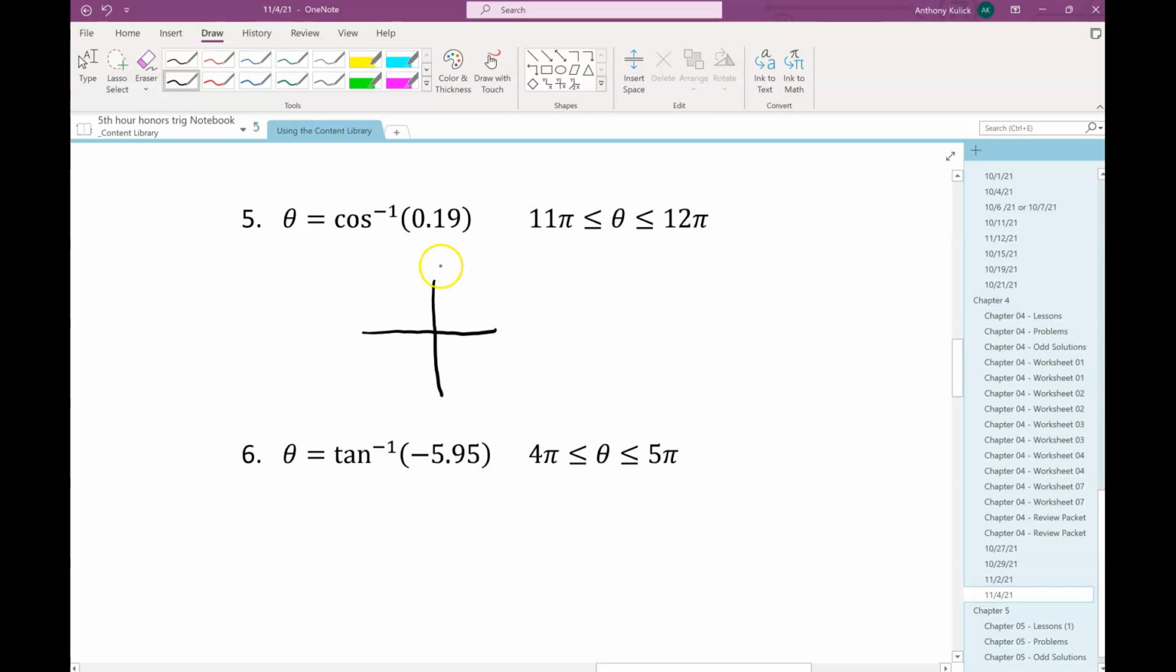So I'm 0, half, 1, 1.5, 2, 2.5, 3, 3.5, 4, 4.5, 5, 5.5, 6, 6.5, 7, 7.5, 8, 8.5, 9, 9.5, 10, 10.5, 11, 11.5, 12.